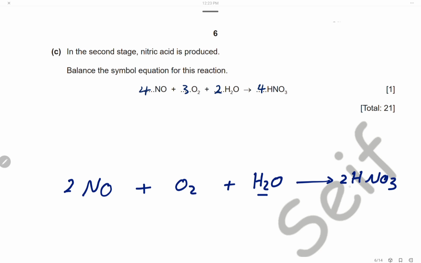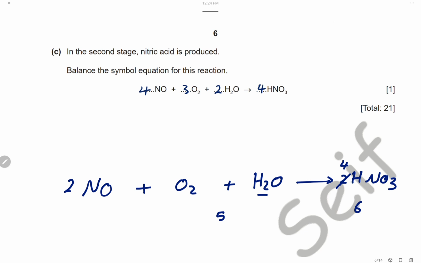Then let's count how many oxygen we have here. 2 multiplied by 3, 6. And here on the left side, we have 2 oxygen plus 2, 4, plus 1, 5. So oxygen is not balanced. We will try by doubling this number. Instead of 2, we will make it 4.